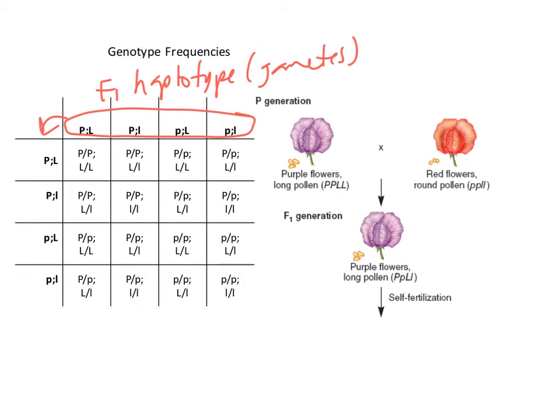So the first thing we should do is just look at the patterns. First, we want to talk about genotype frequencies. So how many out of the 16 are pure breeding, let's start with? How many of these 16 squares represent pure breeding F2 genotypes? These are the F2s.